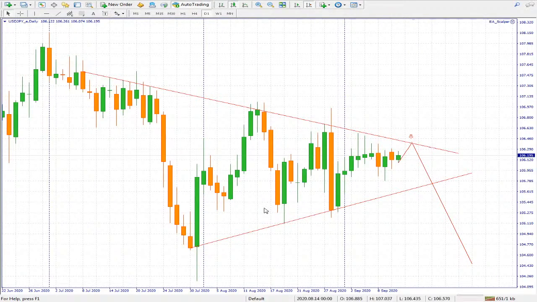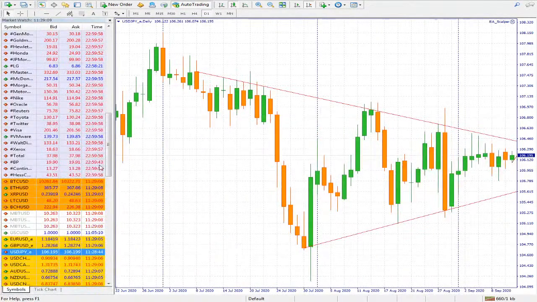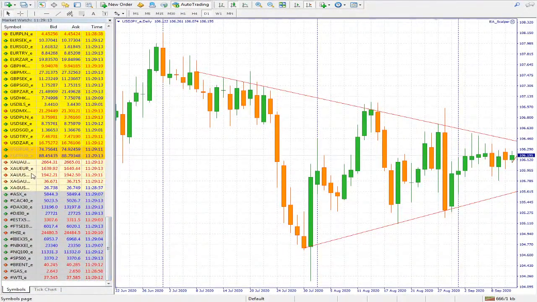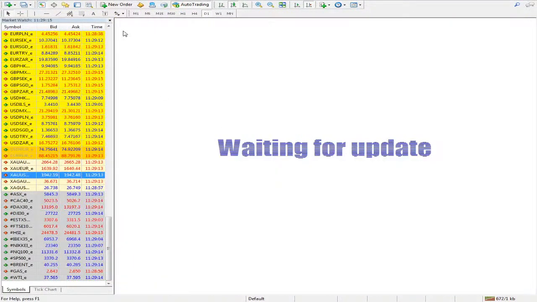So if you're on this chart now, you're supposed to be looking for a sell order, expecting price to move up to the lower trend line. So the next chart I want us to look at is gold.